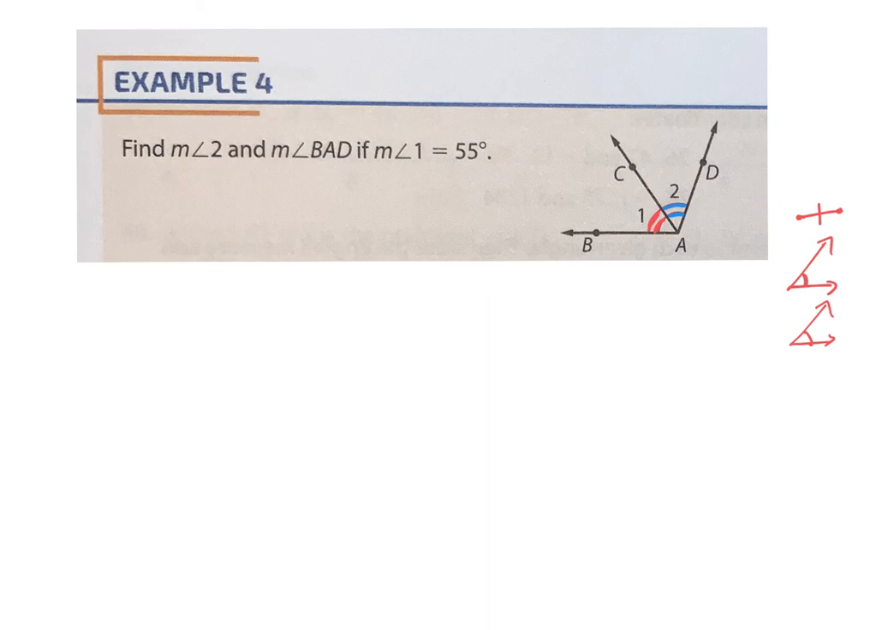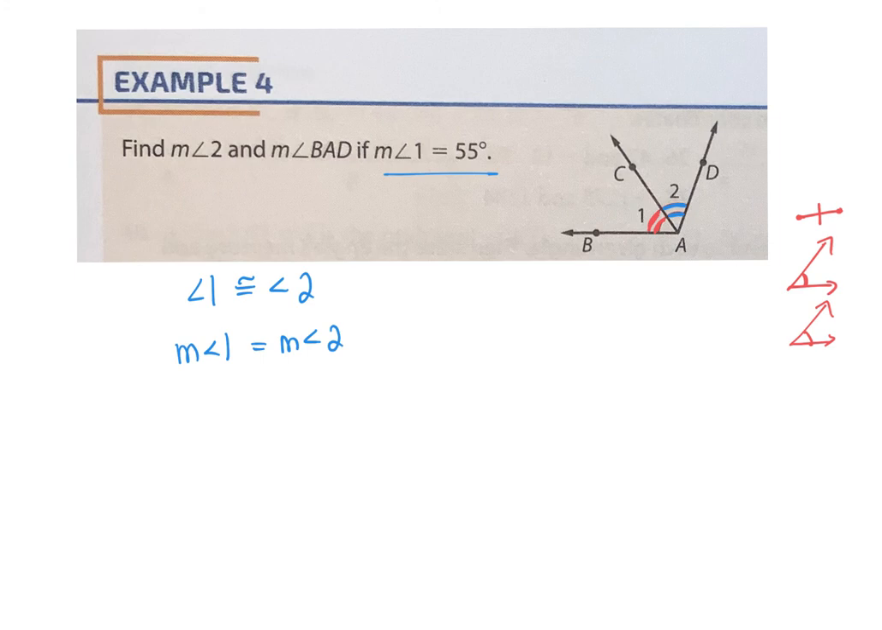So with that notation, we know that angle 1 is congruent to angle 2, which means the measure of angle 1 equals the measure of angle 2. Well, the first thing they want me to do is find the measure of angle 2, and they have told me the measure of angle 1. So what's the measure of angle 2 then, if they told me the measure of angle 1? All right? Yeah, it's 55.